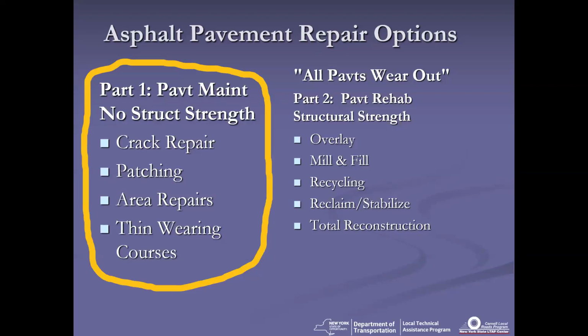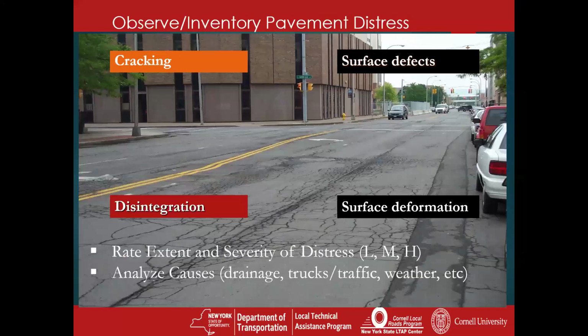So when you talk about our specific repair options, you can break it down into two major categories. You've got our pavement maintenance options, which we're going to be talking about in a little bit more detail today, and in great detail in our workshops this spring. You've got your crack repairs, your patching, your aerial repairs, and your thin wearing courses. We'll talk more about each of those later. And then you've got that other major category, your pavement rehab treatments. That's where you're adding or restoring structural strength. On the pavement maintenance side, no structural strength is added or restored. And in the category of rehab, you've got your overlays, your mill and fills, your recycling, reclamation or stabilization, your reconstructions.